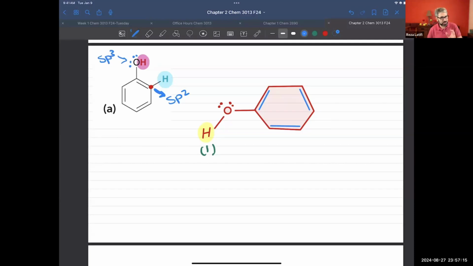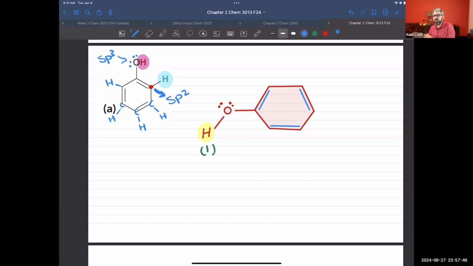Let's remember that any carbon that we pick here is sp2 hybridization, and any carbon has 1 hydrogen attached to it. Carbon comes with sp2 hybridization, while oxygen is sp3. I want to go after the hydrogen that's attached to oxygen. Oxygen has sp3 hybridization, and it has 2 lone pairs.